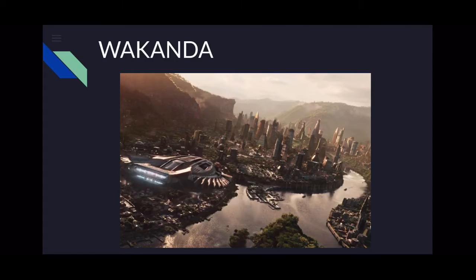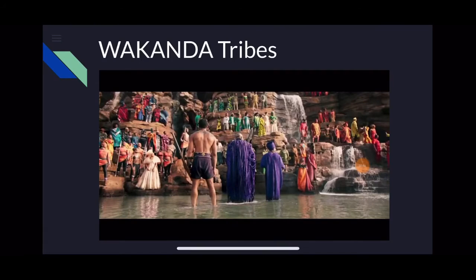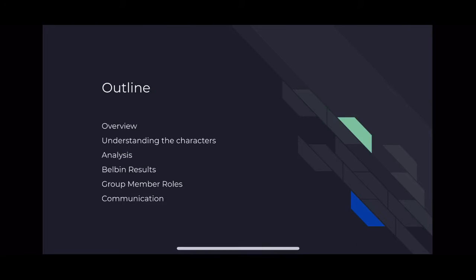Next slide is our outline, and our overview will be of the movie Black Panther and how it relates to the DISC and typology assessments. We're going to use those assessments to relate to each of the characters and their team roles used to take back the throne of Wakanda. We're going to provide an understanding of the characters, the 4 characters that we chose. We're going to give an analysis of our team virtual experience amongst each other, the St.